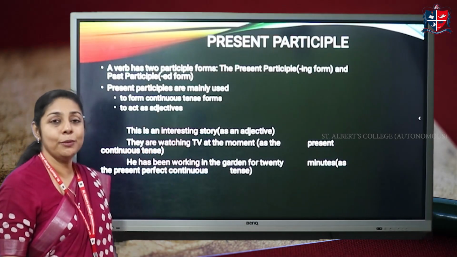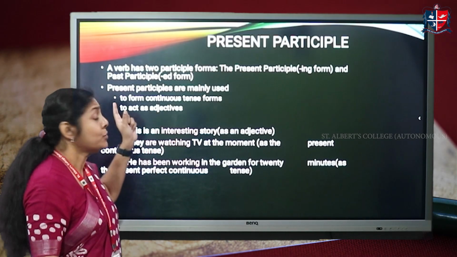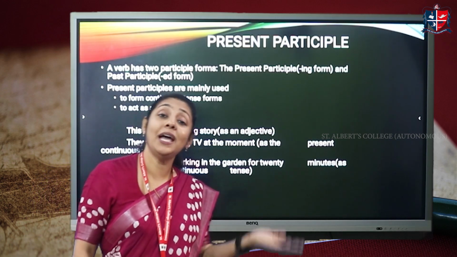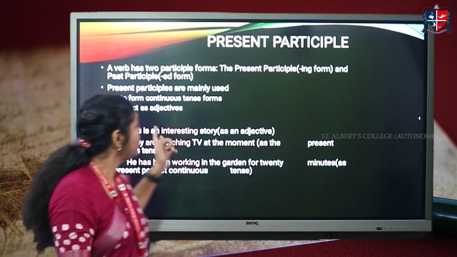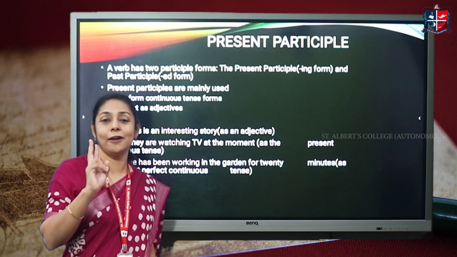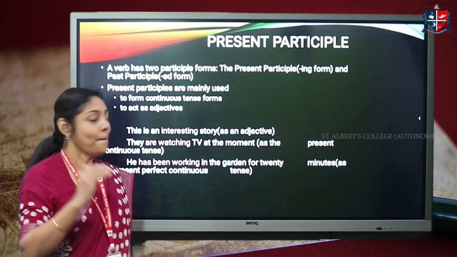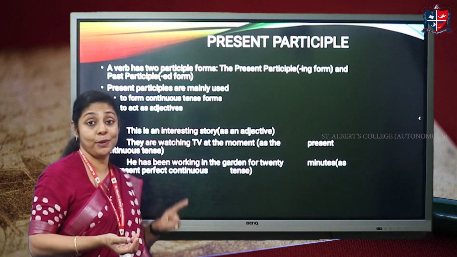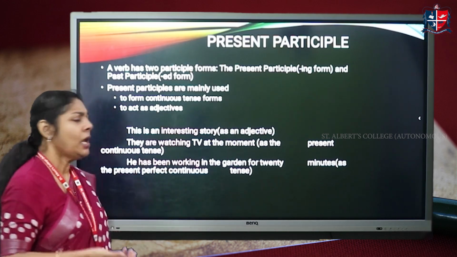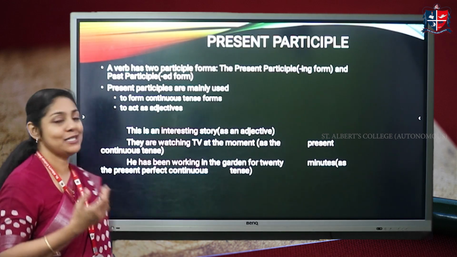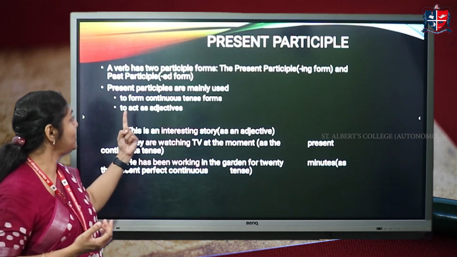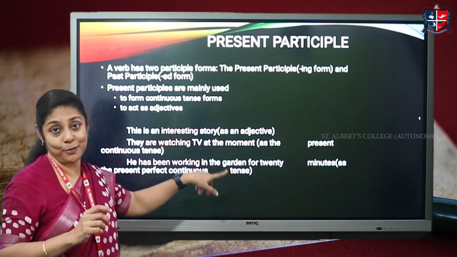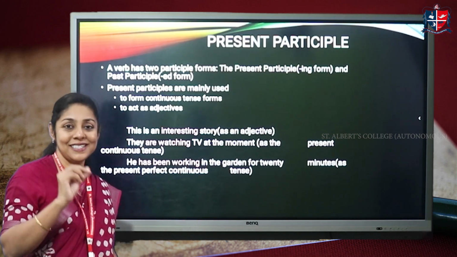Now, we were talking about the participle. We talked about the present participle and also about the past participle. So we realized that a verb would have two participle forms. We have the present participle, which is the ing form, and we also have the past participle, which is the ed form. Now, why do we use the present participle? The present participle is mainly used to denote the continuous tense forms and also to act as adjectives.